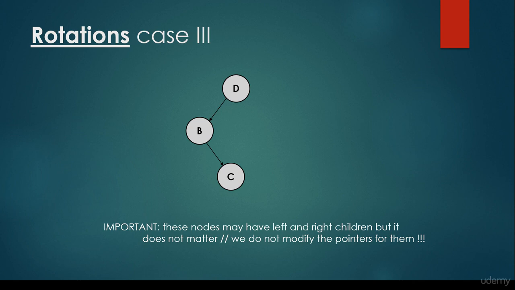We have this so-called left-right situation, when the root node has a left child and this left child has a right child. It's very important that these nodes may have left and right children, but it doesn't matter because we do not modify the pointers for them. For example, B can have a left child, but it doesn't matter because if we change the reference for the B, then its left child is going to remain the same, so we don't have to bother about it.